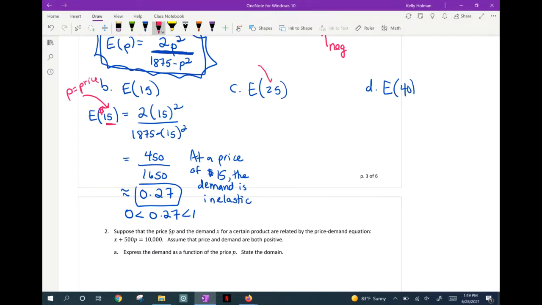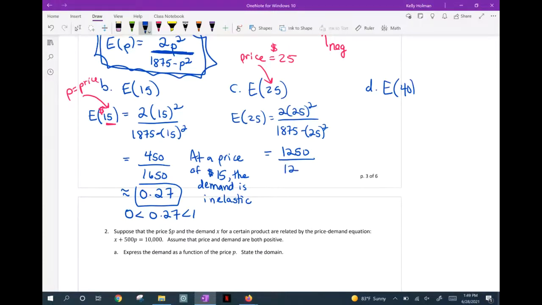And we'll just do one more here. Let's say, what if the price was $25? What would that do? What scenario would we be in? I don't know. Let's plug it in and see. E of 25. So 2 times 25 squared. 1250. Ooh, 1250 over 1250? That's equal to 1. Need to interpret that.